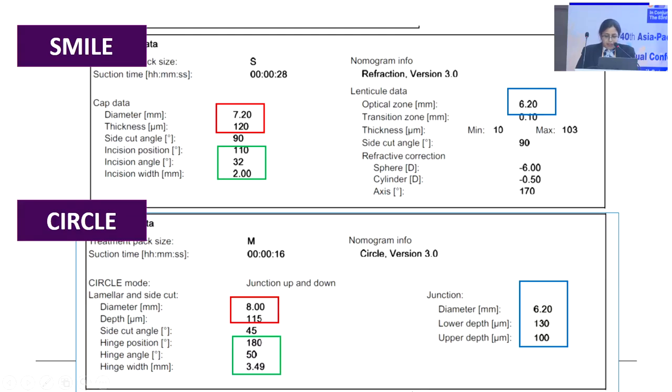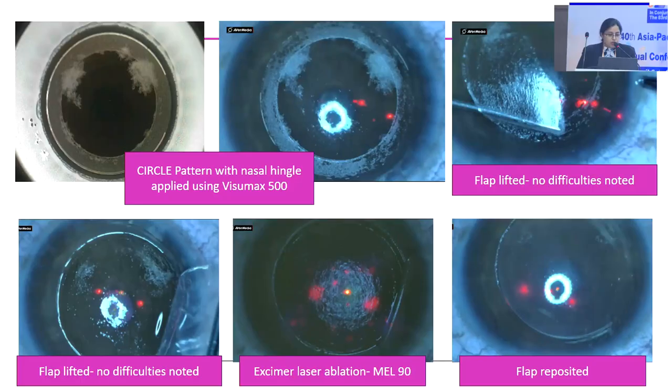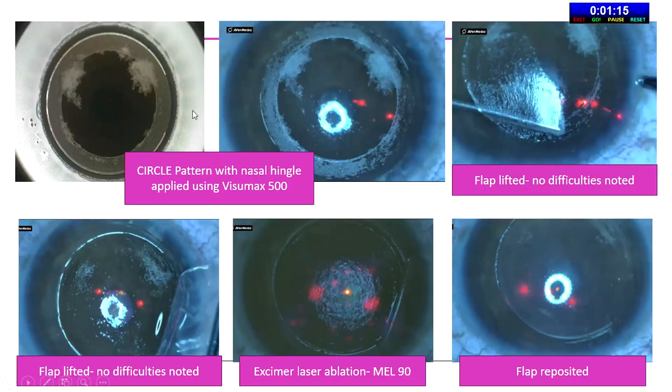The lower and upper depth of the circle pattern is plus minus 15, and we have kept it 130 and 100 because it was 2.5 years post-op, and though the original cap thickness was 120, with time there is some amount of compaction of the stroma, and AS-OCT showed that the cap now was around 115 to 110 microns, so we have kept the delta as per that. So the circle pattern was applied.